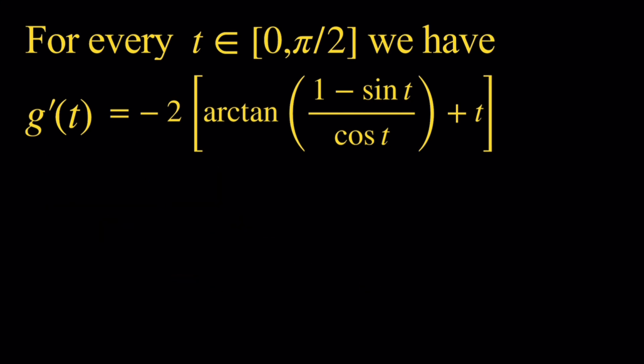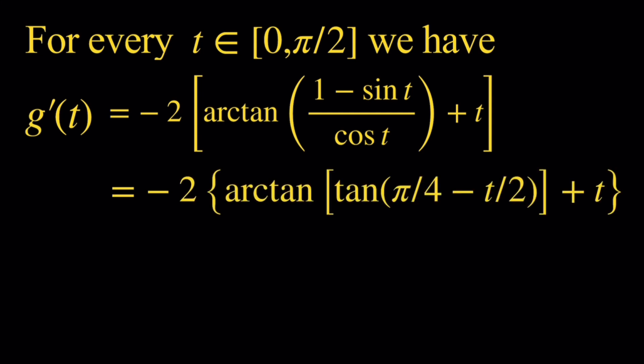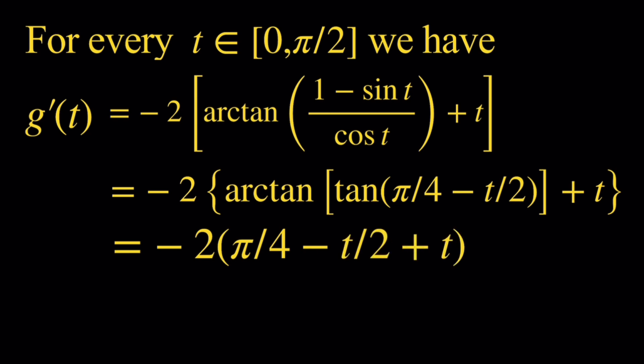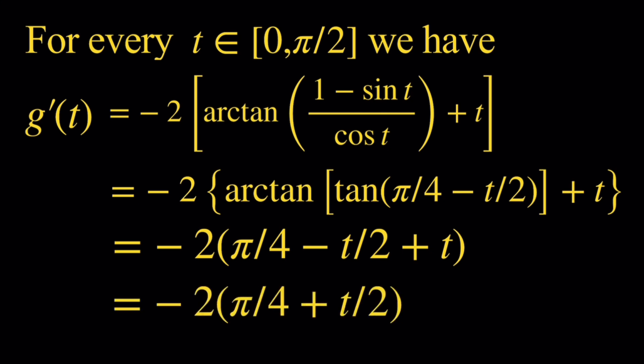Now all we have to do is replace 2 times u by t, and therefore u by t over 2. So we get that g prime is equal to negative 2 times arctangent of tangent of (pi over 4 minus t over 2) plus t. Now we undo the tangent by the arctangent, and we get that g prime is equal to negative 2 times (pi over 4 minus t over 2) plus t. Negative t over 2 plus t is simply t over 2. And then we multiply by 2. So we get g prime equals negative pi over 2 plus t.